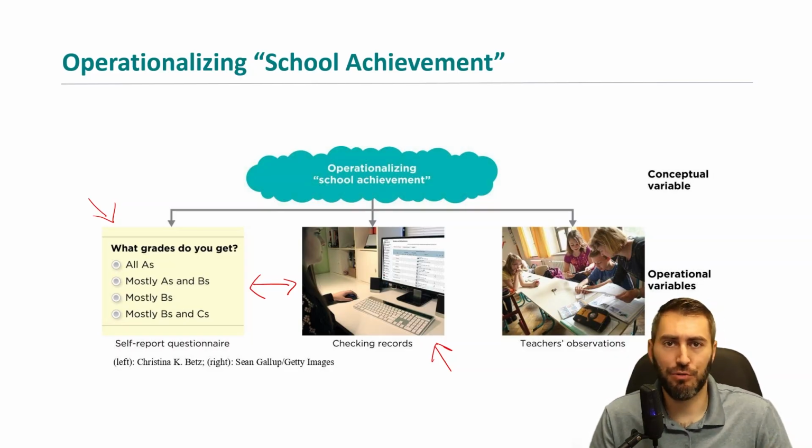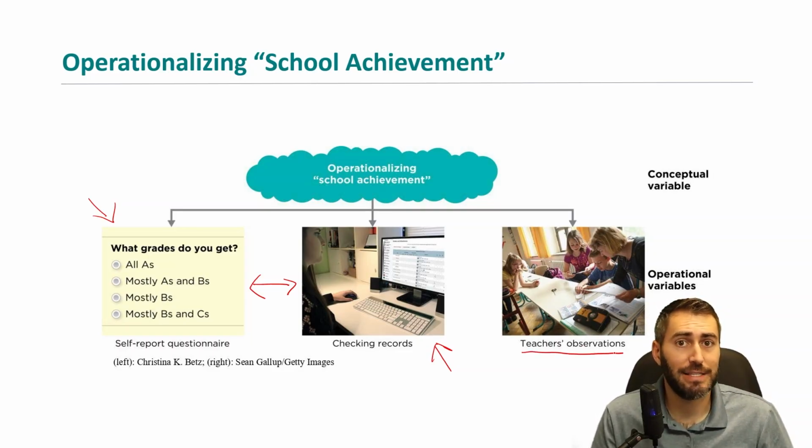So we might choose one over the other for reasons that are not specifically about why we want to measure it one way or the other, but outside factors that might mean it's easier to get in one way versus the other. A third way we could look at school achievement is maybe just through teachers' observations. Maybe instead of looking at the grades themselves, we could look at school achievement based on how teachers observe students' ability to perform in the classroom.